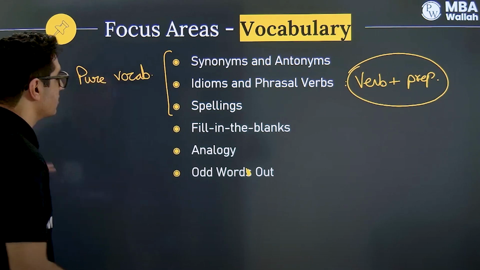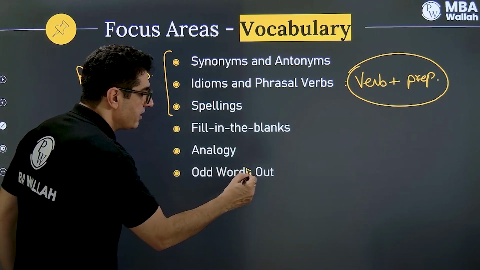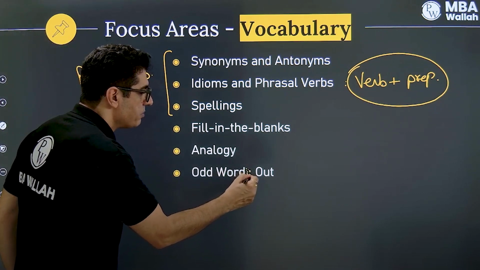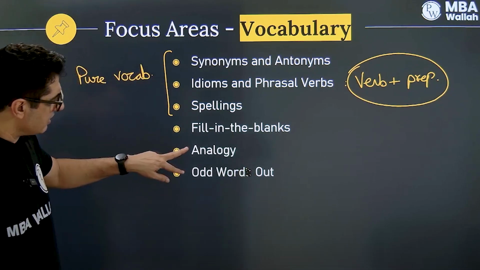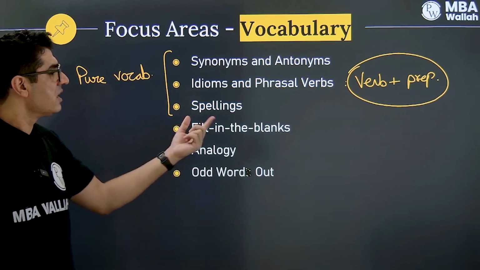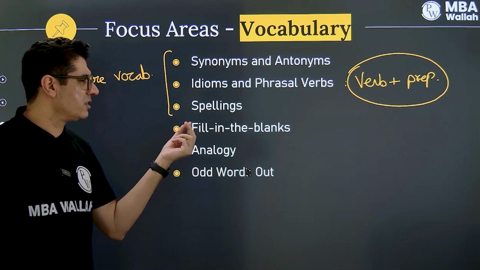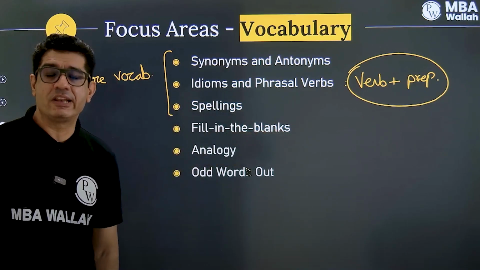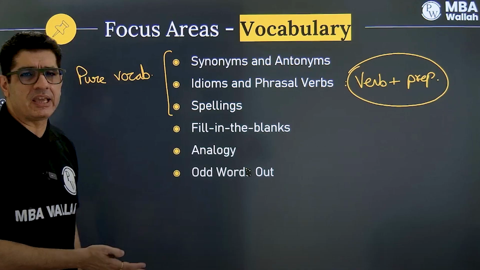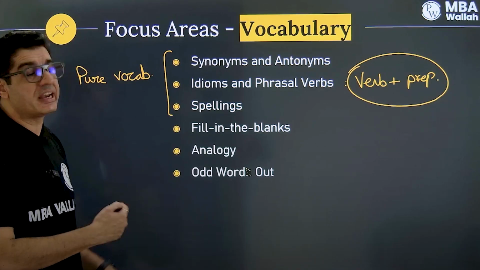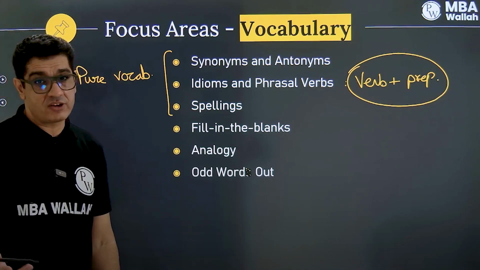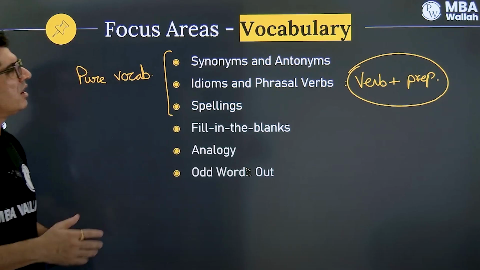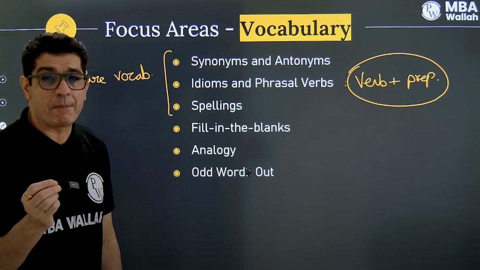I mean, it's not just vocabulary. It is going to be vocabulary combined with reasoning in the case of analogy and odd word out, and vocabulary combined with comprehension, grammar, logic in the case of fill in the blanks. So that's the domain that you need to be ready for when it comes to your entrance exams. And here are a few questions to give you a sample of it.